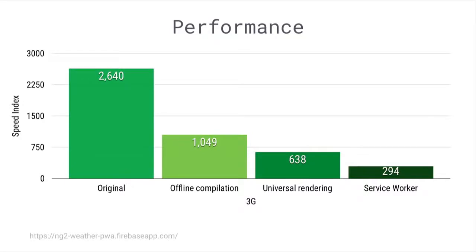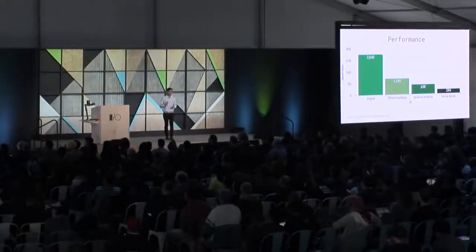And this is what the numbers look like. We start off with a speed index of 2,640 on 3G. Once we've added in offline compilation, service worker, and universal rendering, we're down to almost nothing. You're in a place where universal rendering has made a huge difference. And this is very much true of the React app we were working on earlier as well. Server-side rendering makes a huge difference, really huge difference. And as you can see, with Service Worker in place again, repeat visit is close to nothing. Users are going to feel it being instant.